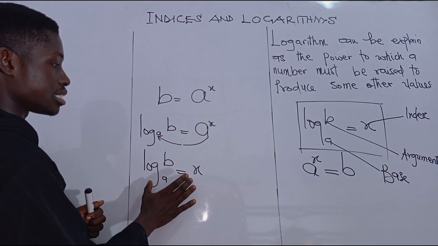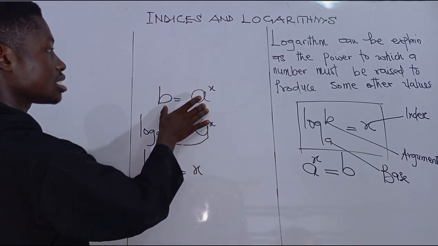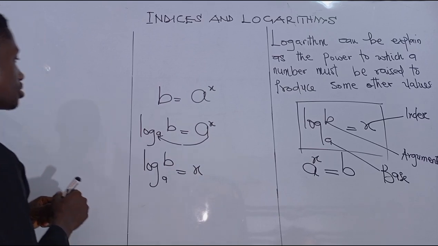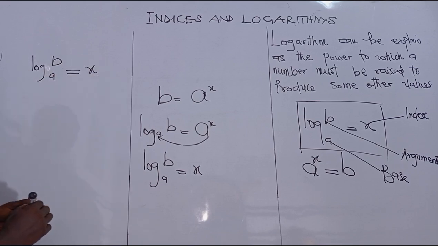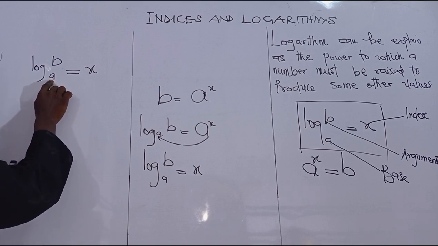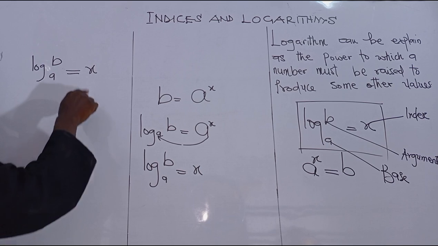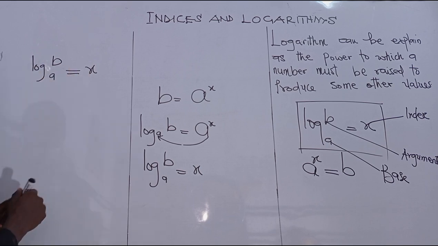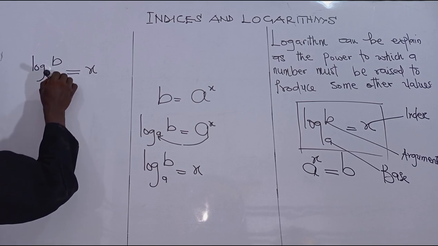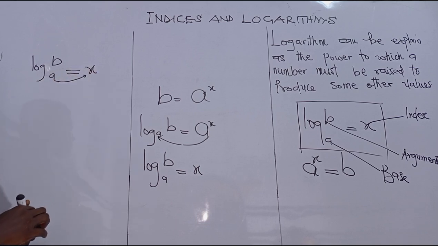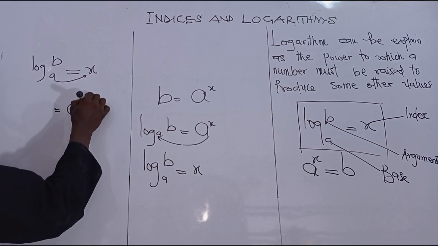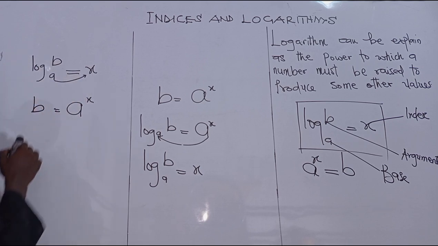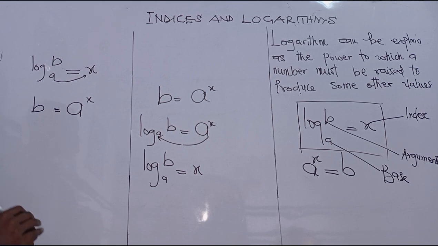We are back to the logarithm form. So if you have the logarithm form, and then you want to write it in an exponential form, this is what we are going to do as well. Now the base of the logarithm will move and become the base of the power or the index. So you have a raised to the power x. We are left with what? b. We are back to the exponential form.